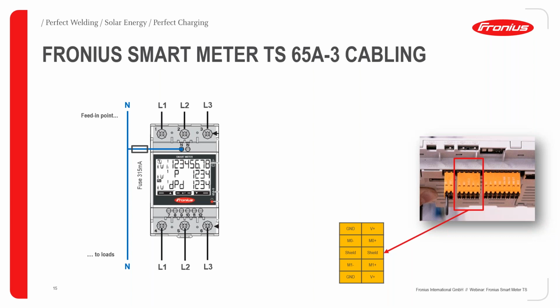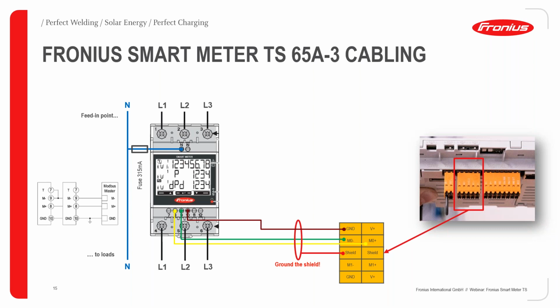Yeah, and then we come to the second very important part, which is the data communication. On the right side, we can see a picture of the data communication card of the new Gen 24 inverter. And on this card, we have our orange terminal plug. And on this terminal plug, we have our MODBUS RTU communication line. So for those of you who already know Fronius a little bit, MODBUS RTU is the standard connection type between system components, let's say, and therefore also the smart meter.